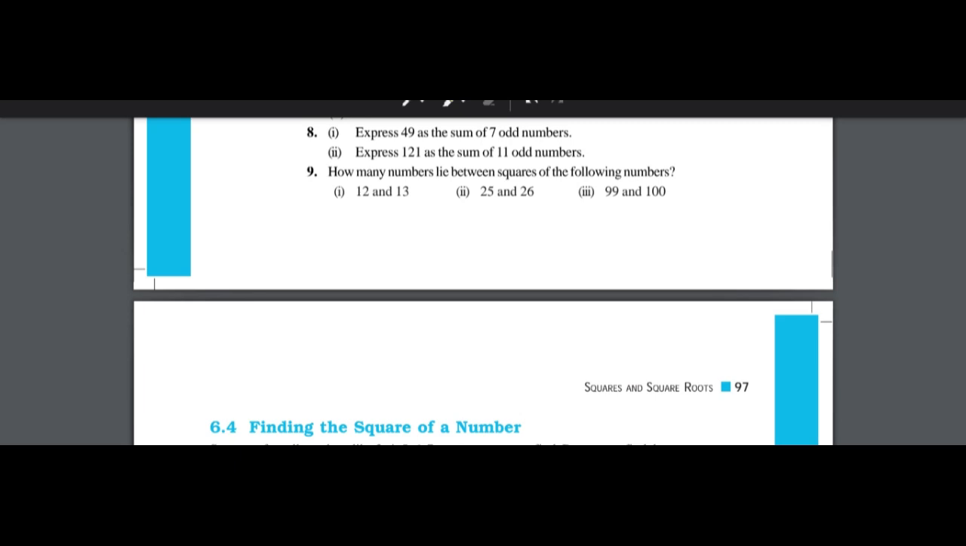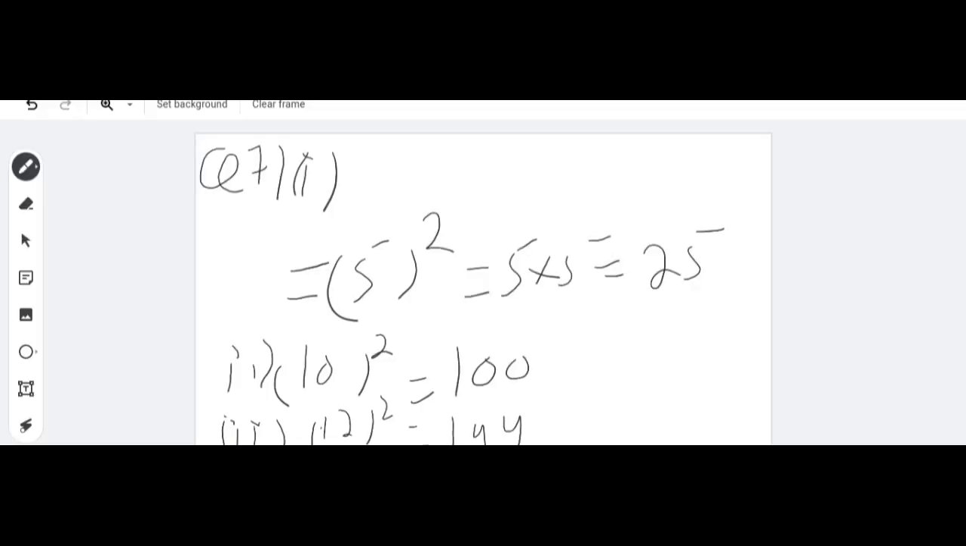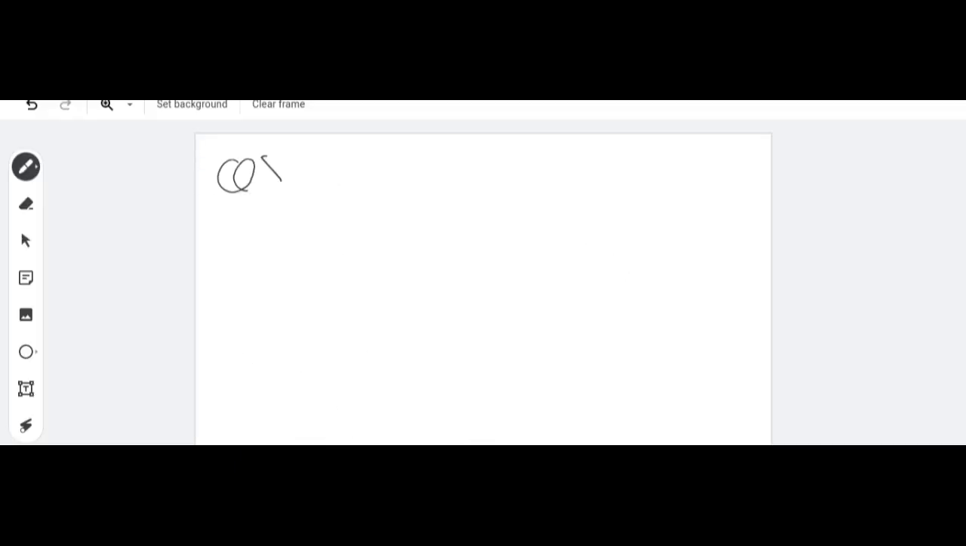Express 49 as the sum of 7 odd numbers. It's going to be 1 plus 3 plus 5 plus 7 plus 9 plus 11 plus 13. Yes, we have to add the first 7 odd numbers, then we will get the answer. So question number 8, first part.